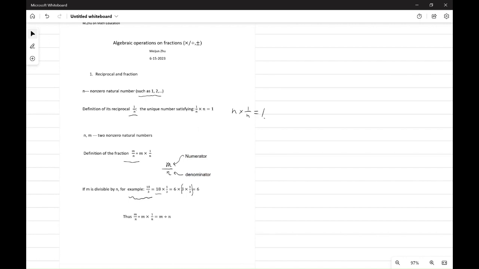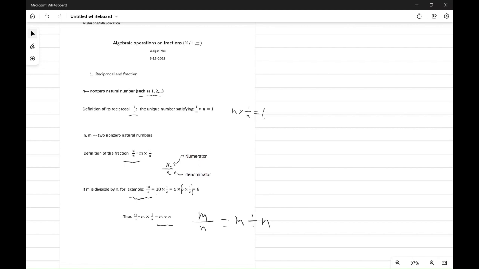Yes, 18 over 3 is essentially just 18 divided by 3. So later, whether this m is divisible by n or not, we always write the division of m by n as m over n. So m over n is the same as m divided by n, which is m copies of 1 over n.